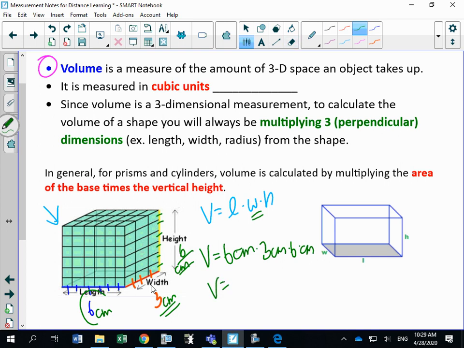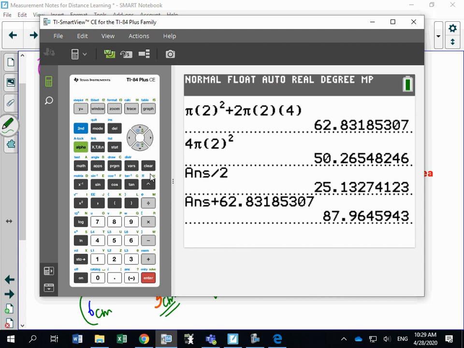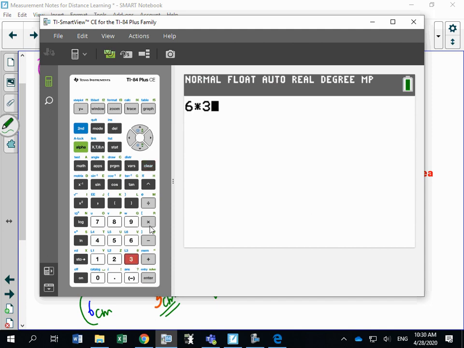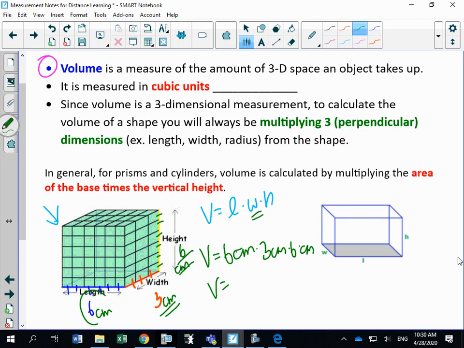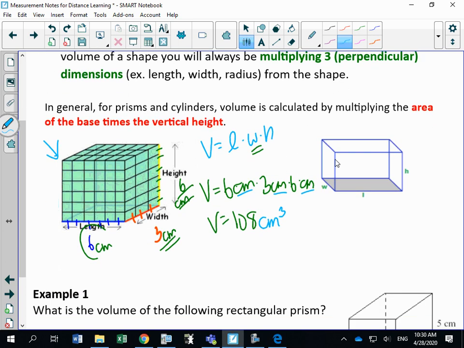So if I go to my calculator and type in 6 times 3 times 6, I would get a total of 108. And then remember, a centimeter times a centimeter times a centimeter is a centimeter cubed. So that's why volume has cubic centimeters or cubic units. And remember that if units aren't given, so I just added the centimeters in here, you could more correctly say for that example that it should be 108 units cubed.